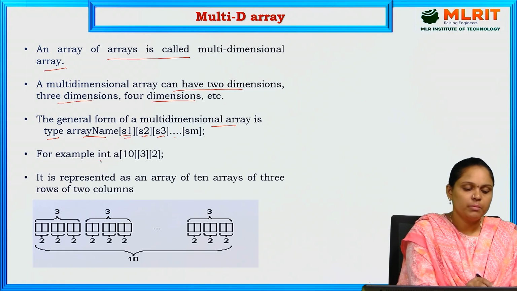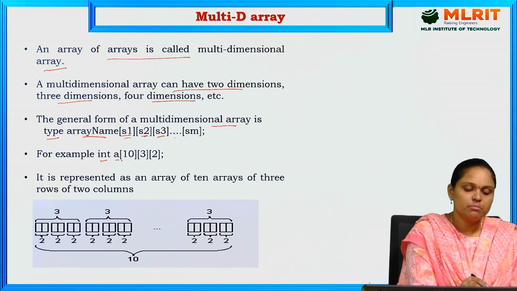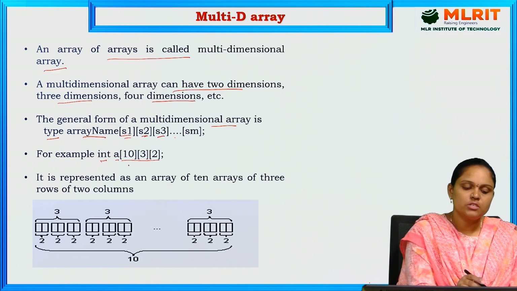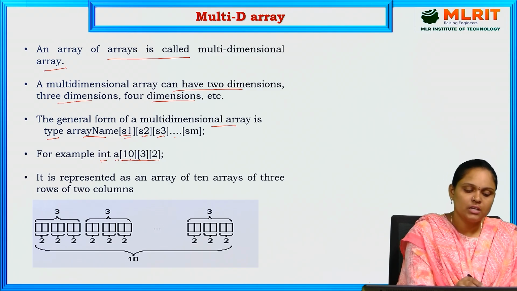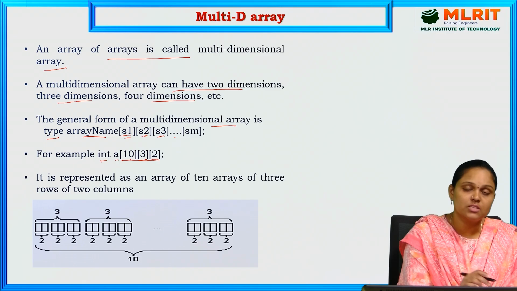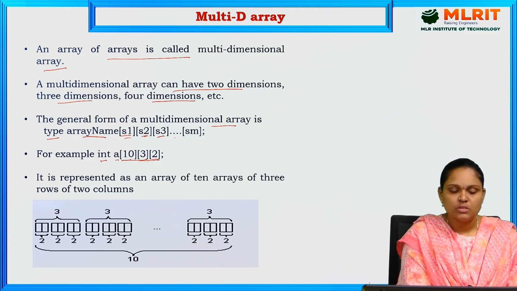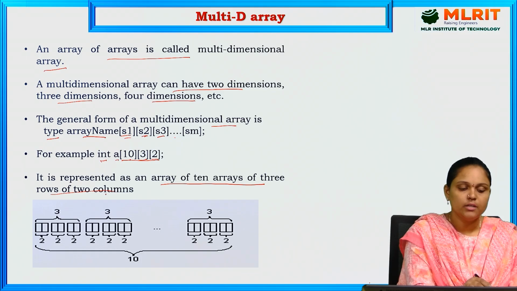Next, for example, int is my data type, A is my array name, and here we are using three subscripts, which means it is a three-dimensional array. In the first subscript, it is mentioned the number of matrices, in the second subscript we are mentioning that in all the matrices we have three rows, and in the third subscript we are mentioning the columns in all the 10 matrices. So it is represented as an array of 10 arrays of 3 rows and 3 columns.